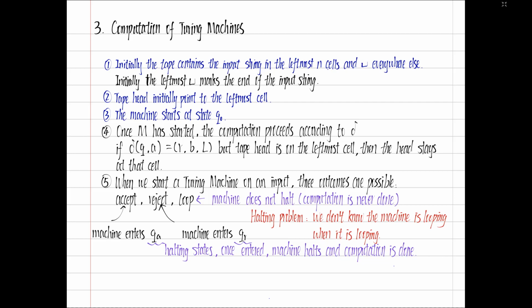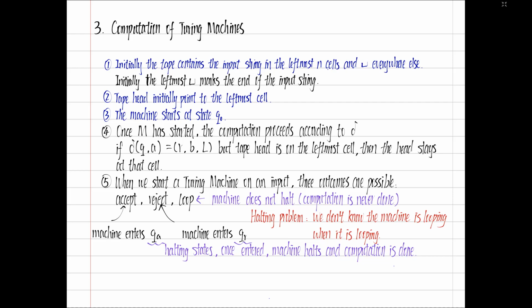Once M has started, the computation proceeds according to the rules described by the transition function. A special case here is that when the head is at the leftmost cell, but the transition function says to go left. In this situation, the head stays in the same place for that move, even though the transition function indicates left, because there's no way to move left.